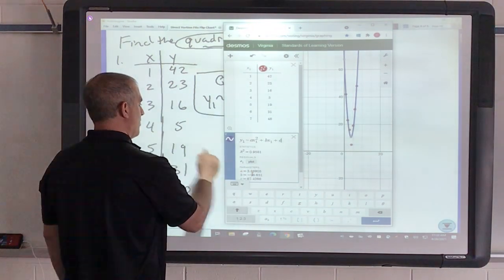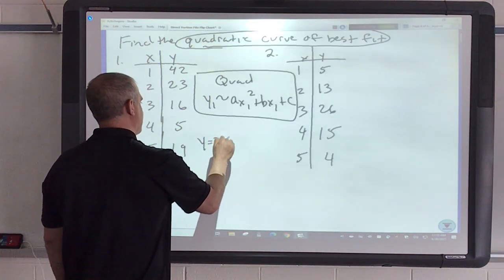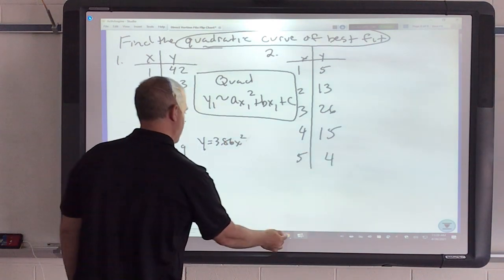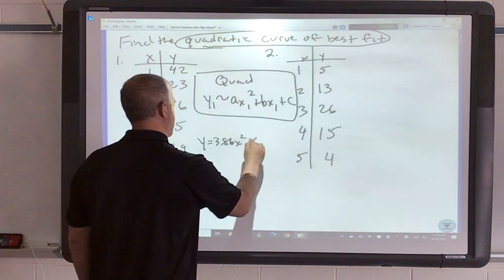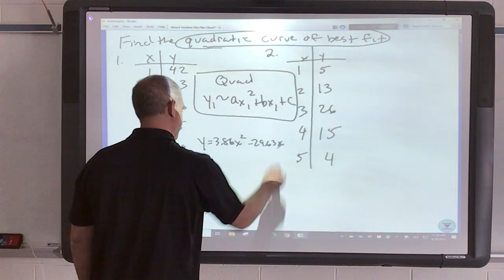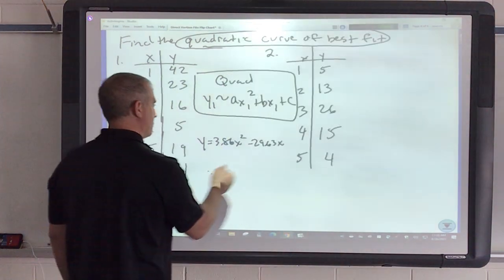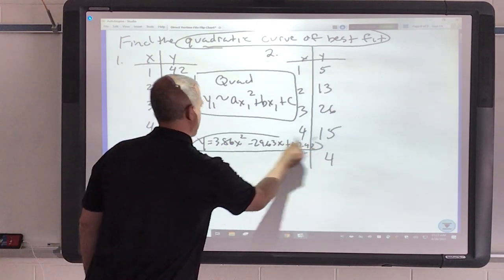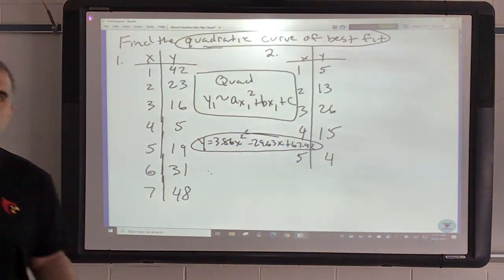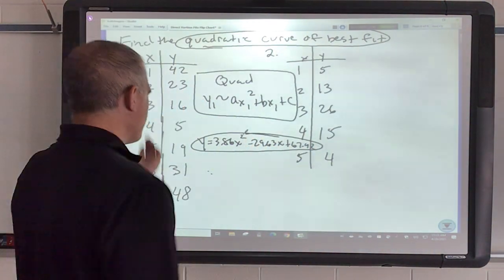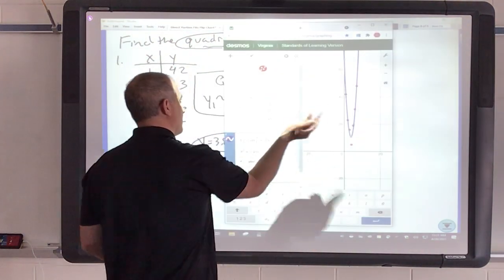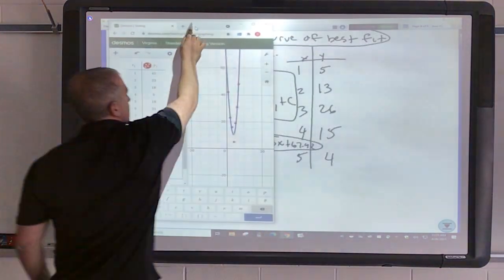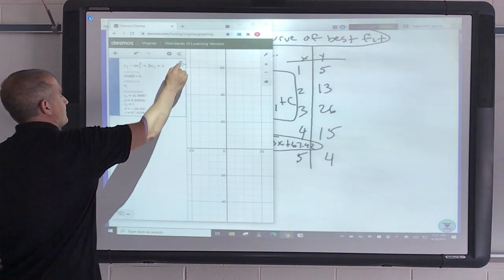This means that I would do y equals 3.86x squared, okay, minus 29.63x plus 67.42. And that would be my curve of best fit. Okay? So very similar to line, you just gotta remember the other equation. Okay? And it looks like a quadratic. All right? Let's do another one together.